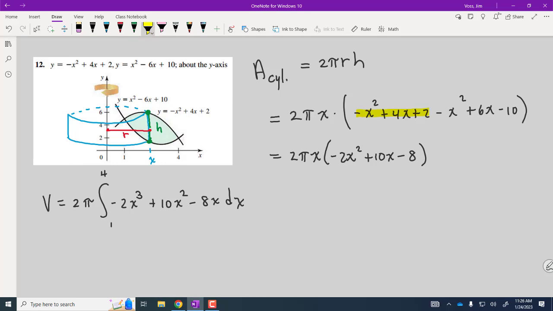So if you happen to draw it at 3, then the radius is 3. If you drew it at 2, the radius is 2. If you drew it at 2.5, the radius is 2.5. If you draw it at x, the radius is x. Make sense? Yeah.